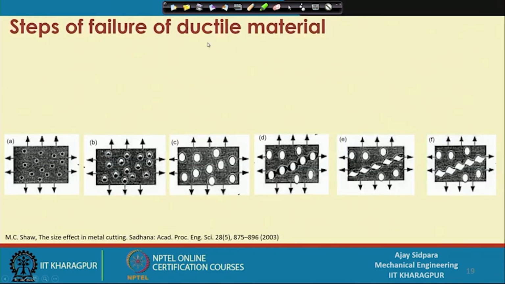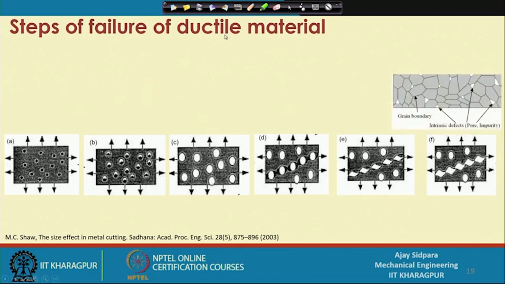Now, what is the failure in the ductile material? We know that no material is completely perfect. There may be different types of defects available, and because of those defects you always get some type of initiation or propagation of cracks or propagation of the deformation surface.